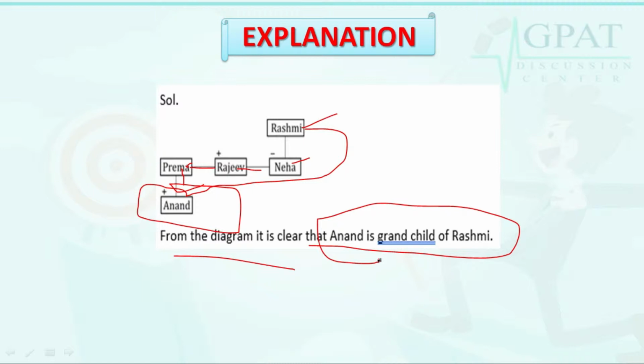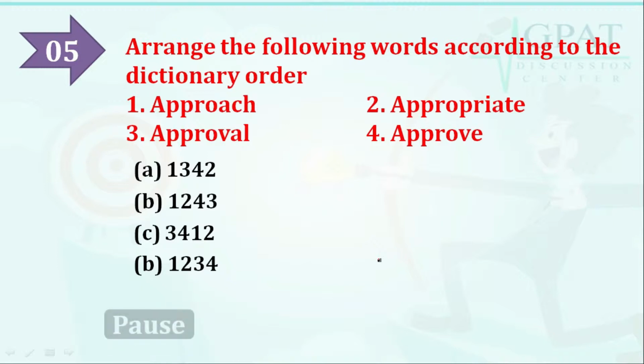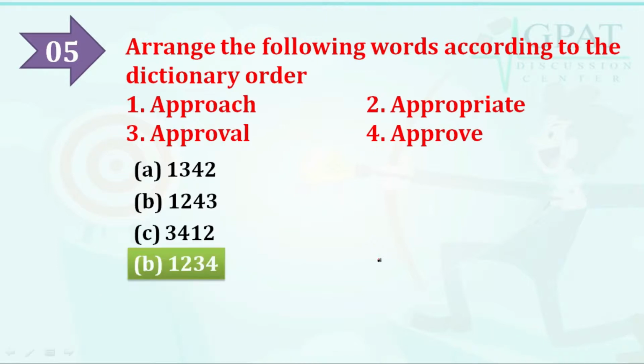Moving on to the next question: arrange the following words according to dictionary order. Approach, appropriate, approval, approve, and the options are given. The correct order is 1, 2, 3, 4, that is approach, appropriate, approval, and approve. This is the word order according to the dictionary.